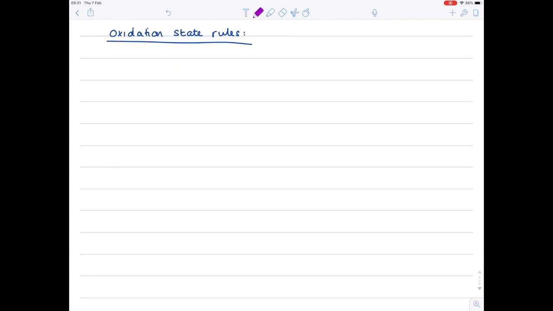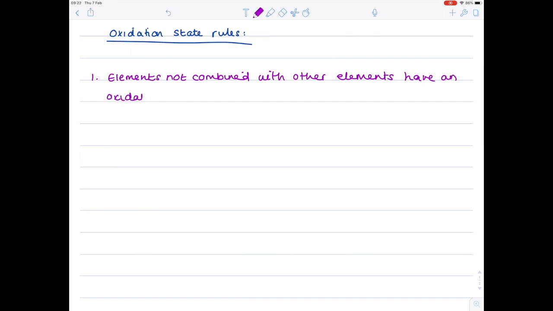So here are the oxidation state rules, or you could have said our oxidation number rules. It means the same thing. Our first rule you have to learn is that elements which are not combined with other elements have an oxidation state of 0. So let's look at some examples. Oxygen, phosphorus, sulfur as elements by themselves have an oxidation state of 0.